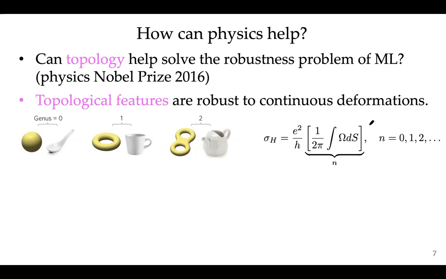The idea of topology is simple: topological features are robust to continuous deformations. The topology of, let's say, a sphere is characterized by this number, genus 0. You can deform a sphere without making holes. That's the rule. You should not make any holes, and also you should not destroy any holes. You have to preserve the holes. This sphere doesn't have any holes.